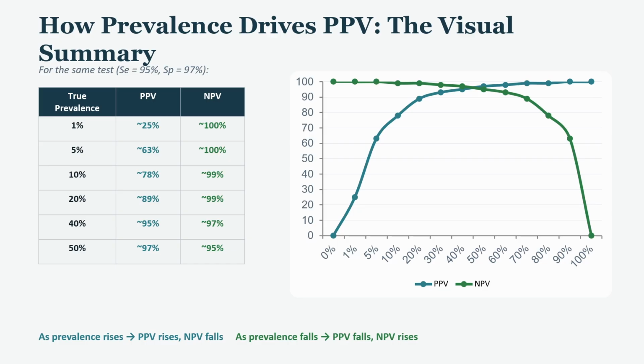The practical rule of thumb: in low prevalence situations, positive results need confirmation. In high prevalence situations, negative results need scrutiny. This isn't a criticism of the test. It's the mathematics of how probability works, and it's the reason clinical context is never optional when interpreting a test result.